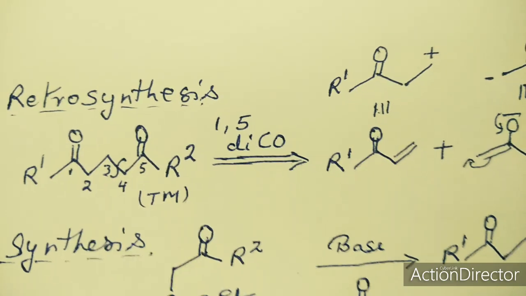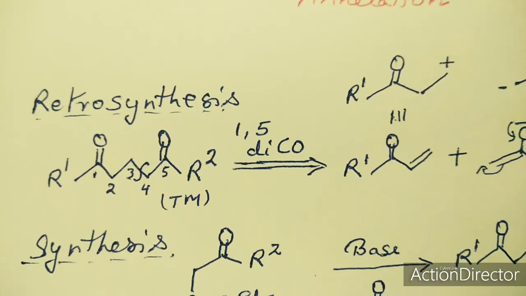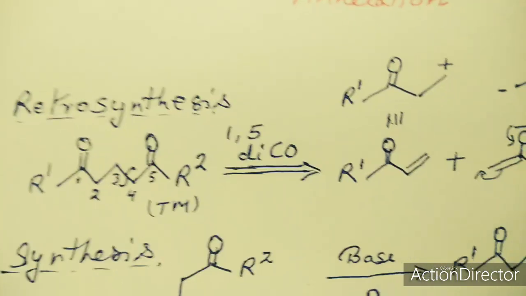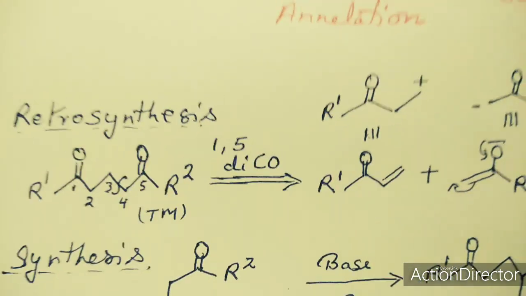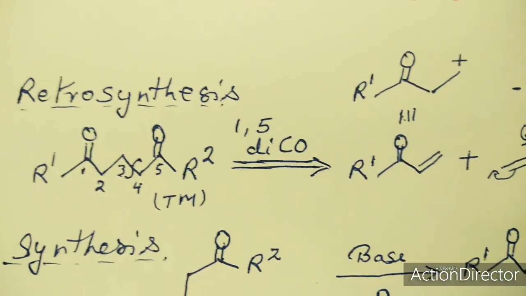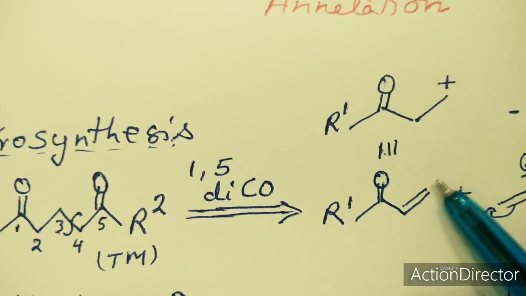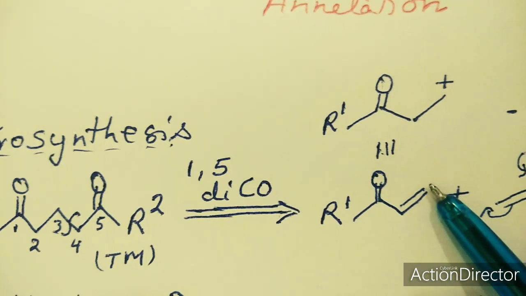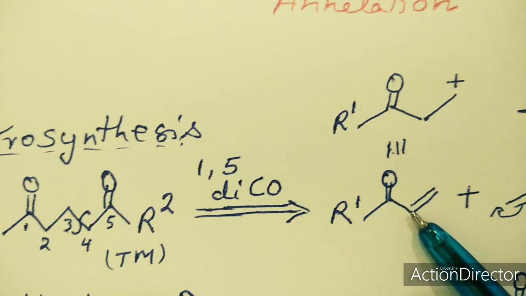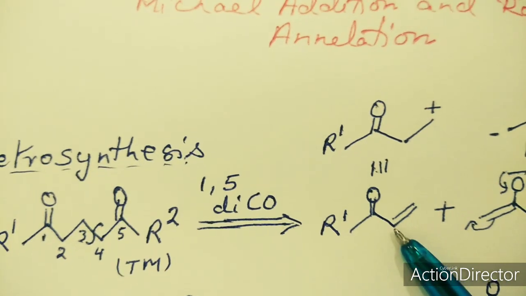That is, how can the positive charge be removed? It can be removed simply in the form of H positive, and H will leave, leaving a double bond at that position, so that when H positive leaves, we will get the synthetic equivalent as the alpha beta unsaturated ketone.